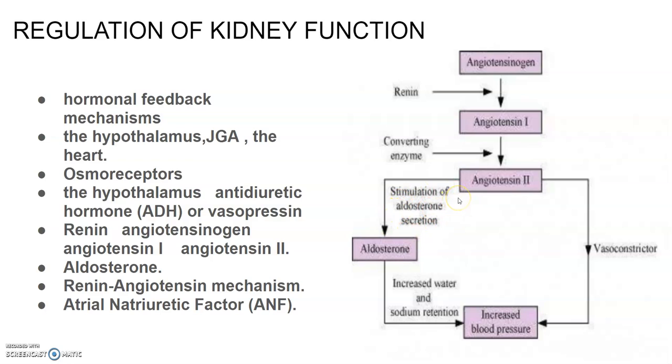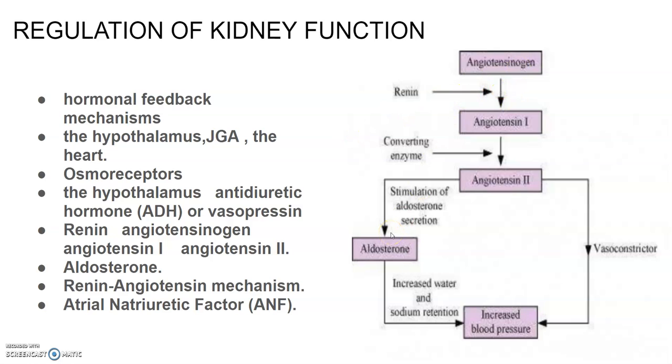Which causes the reabsorption of the sodium ions and water from the distal parts of the tubule, and this also leads to increase in the blood pressure and the glomerular filtration rate. So this complex mechanism is generally known as renin-angiotensinogen mechanism.